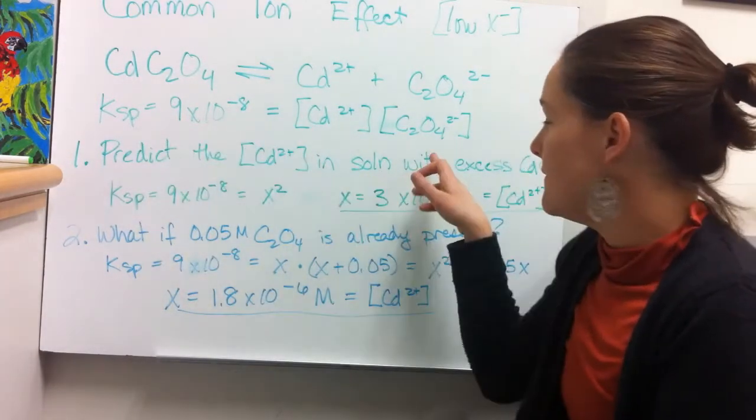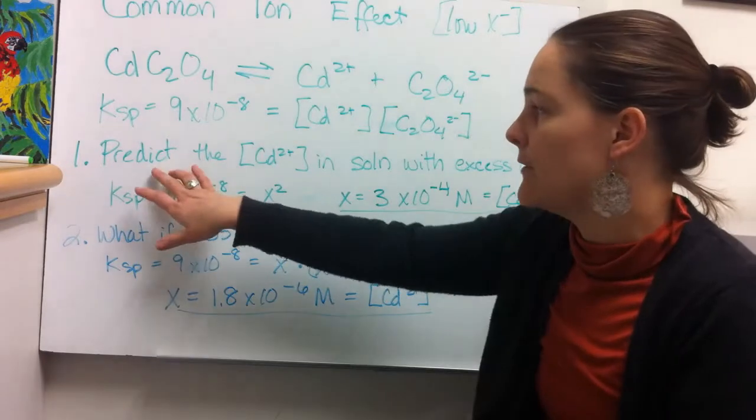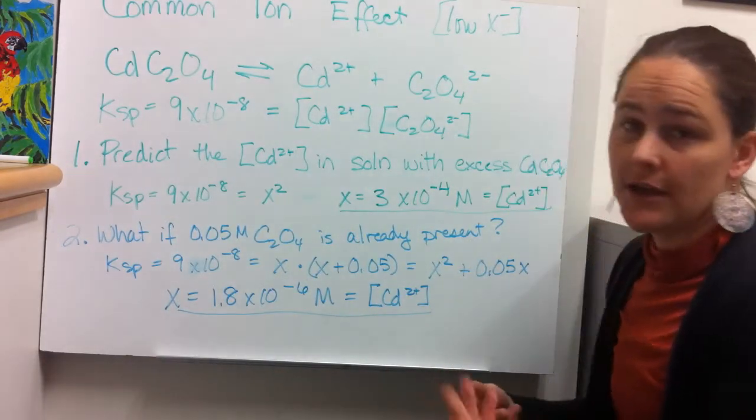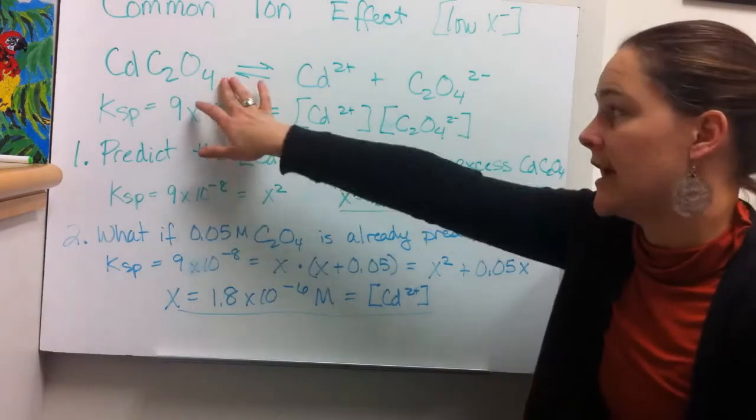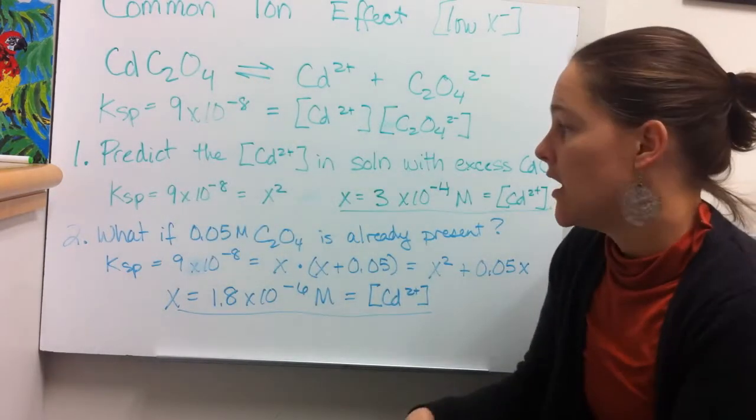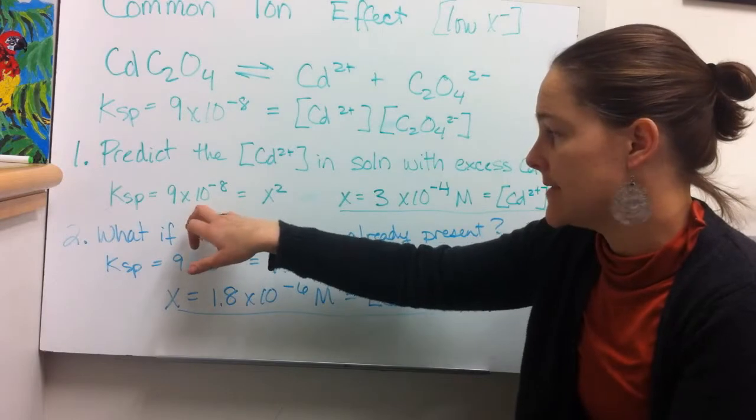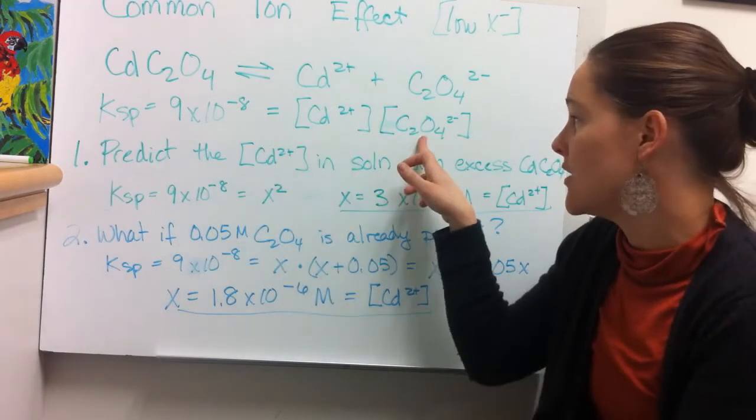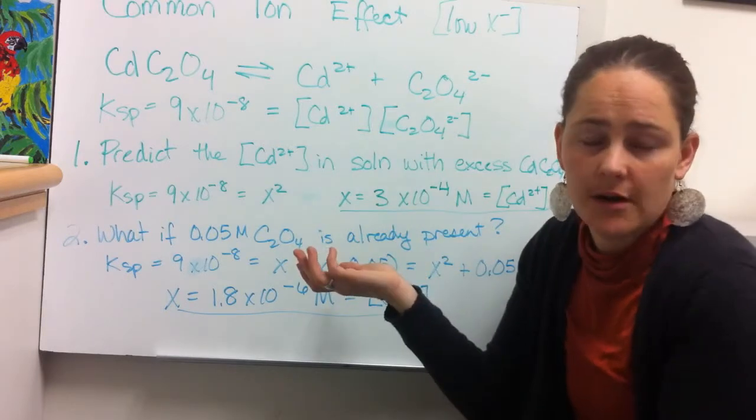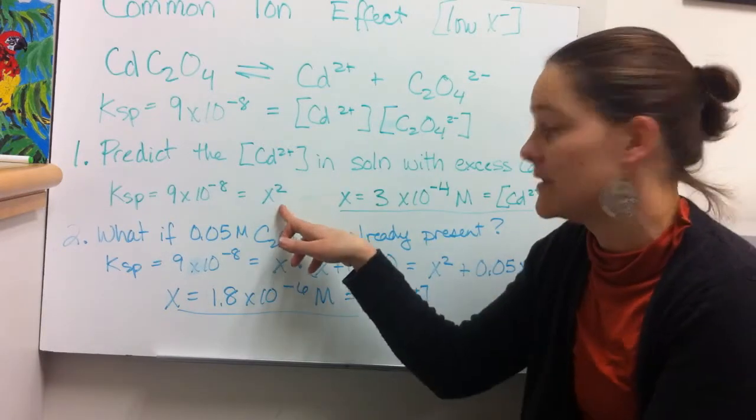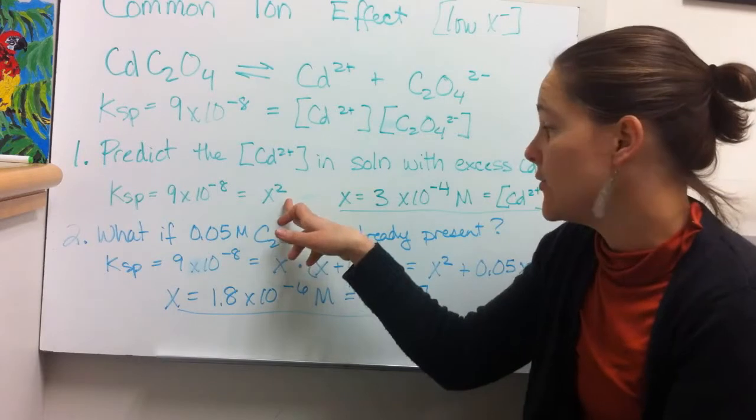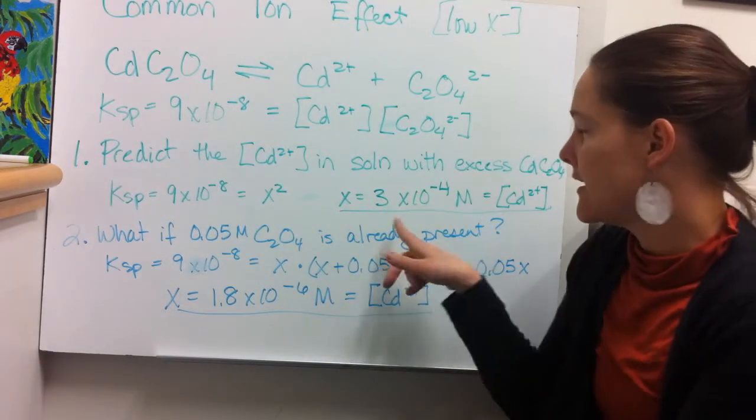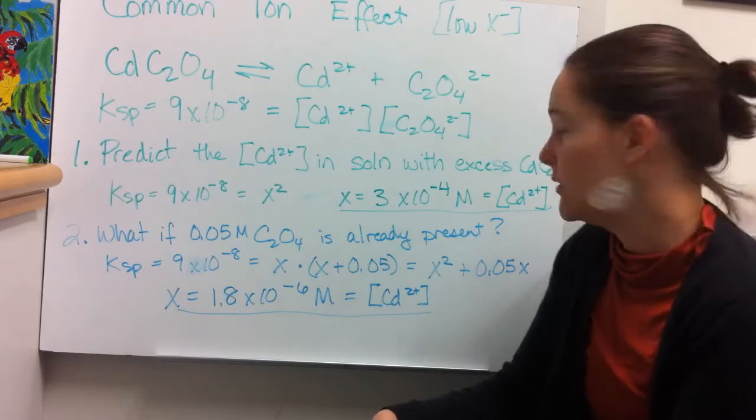So we have a KSP for that. And so the first thing, let's just predict the concentration of cadmium 2 plus in solution if we have excess cadmium oxalate as a solid. So the KSP is 9 times 10 to the negative 8th, and we'll just say that the concentration of cadmium and the concentration of oxalate, we just started by putting it in water, so those are the same, so we'll define that as x. And so it'll be x squared, so we solve for x easily, and we end up with 3 times 10 to the negative 4 molar.